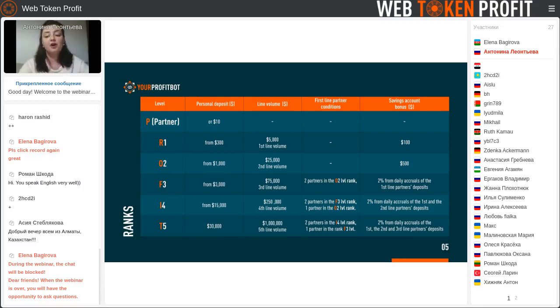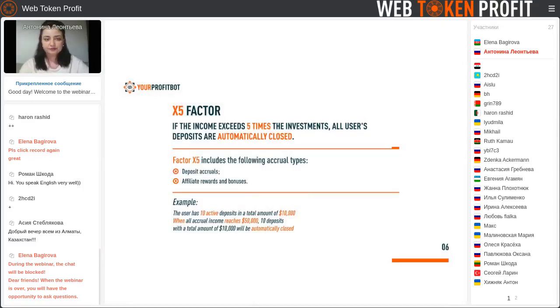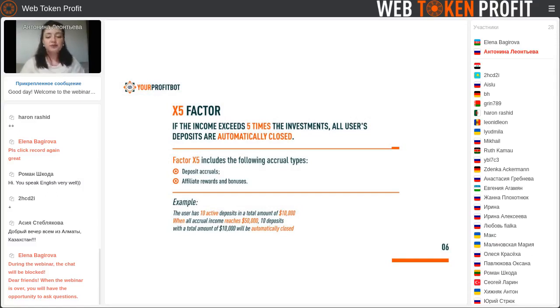And for the same category of active people who strive to use all the team earning possibilities in the project, you should remember about the factor X5. Look, X factor. What does it mean? If you begin building your team, you should remember about it. And it's a principle. This principle is very simple.